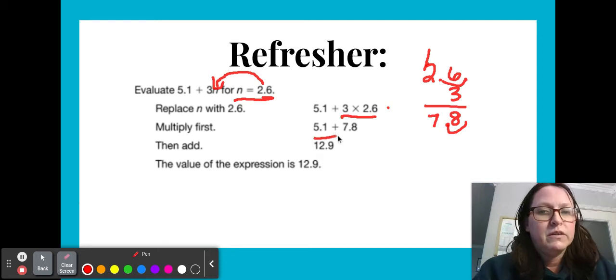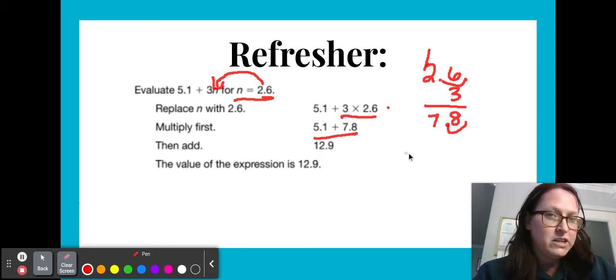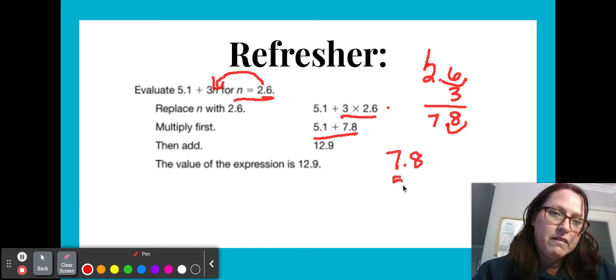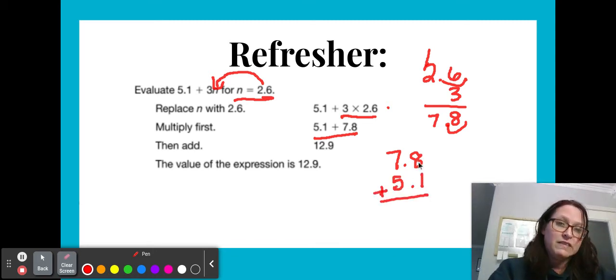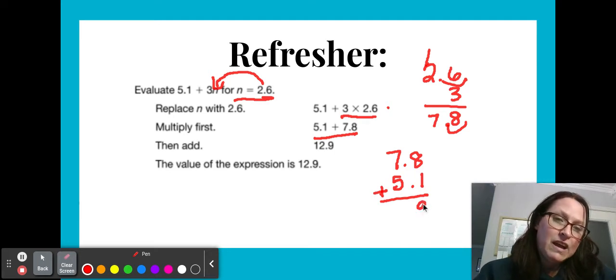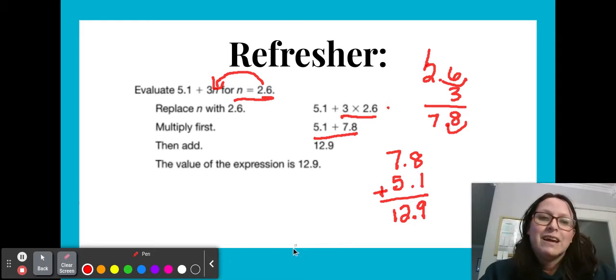Now, using the order of operations, I end with addition. So 7.8 plus 5.1. I line up my decimals, and then I solve it. 8 plus 1 is 9. 7 plus 5 is 12. And I bring my decimal down into the answer, and I get 12.9.